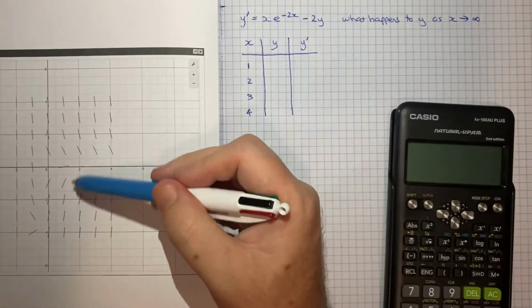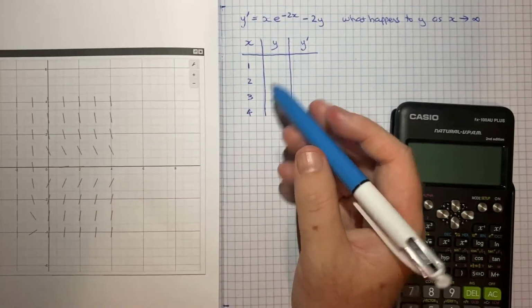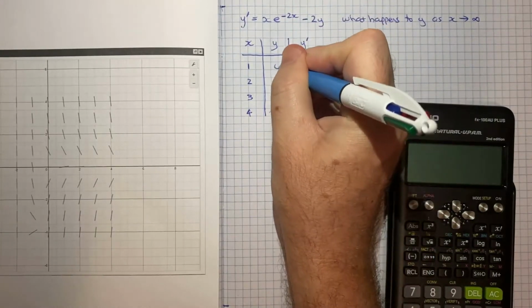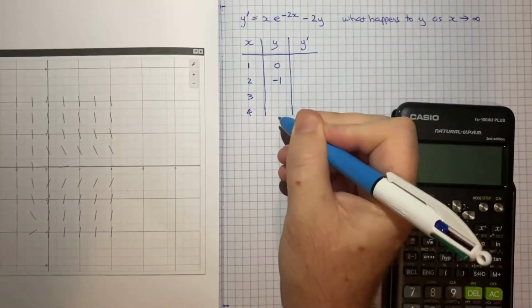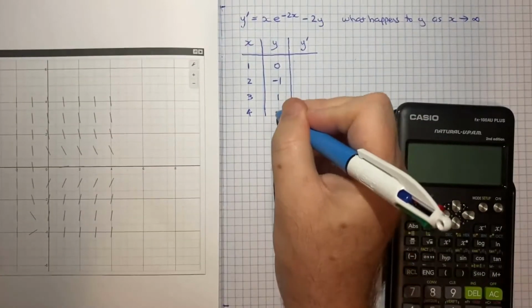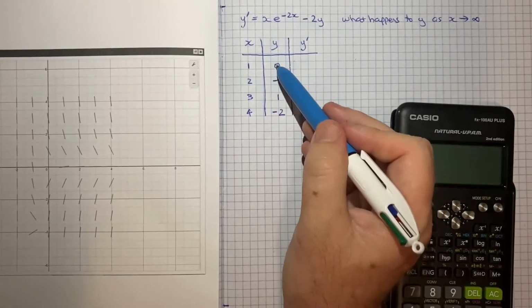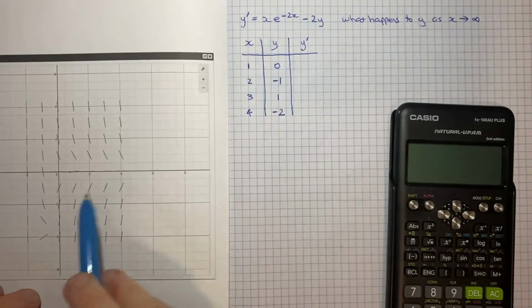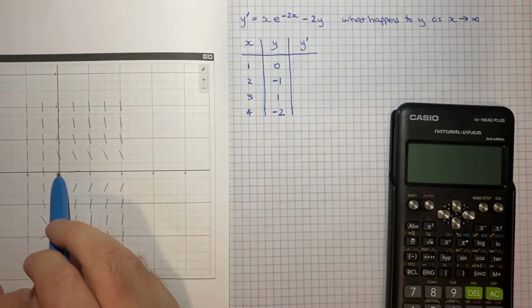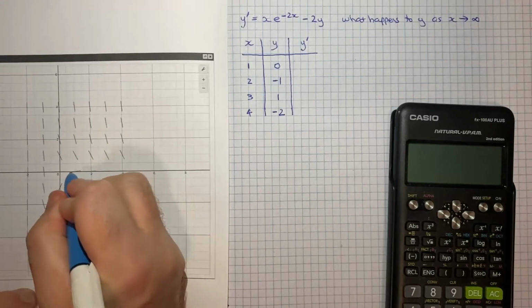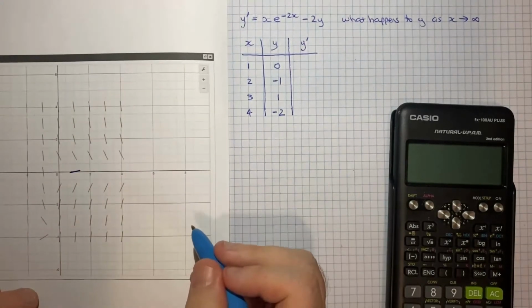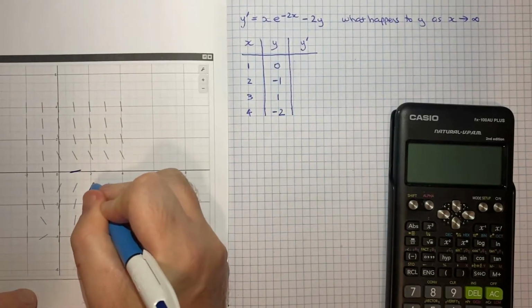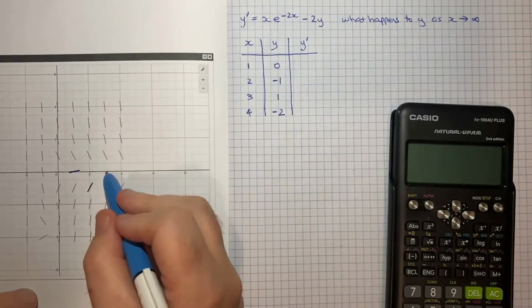With the y values, I might just pick a bit above and below, and maybe even on the x-axis. So maybe we'll go y is 0, y is negative 1, y is positive 1, and maybe y is negative 2. So here we're going to end up with 4 points that we can plot, and in terms of this slope field that we see here, we'll have x is 1, y is 0. So we're going to draw up this line here. X is 2, y is negative 1, so we'll see this here. X is 3, y is 1.